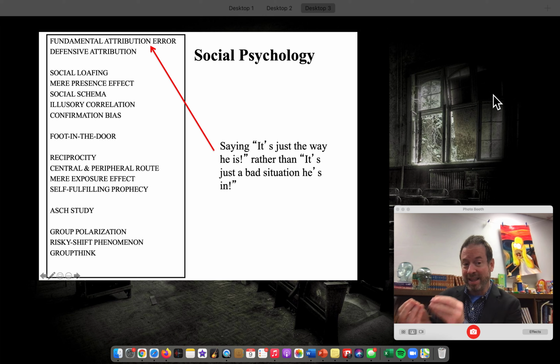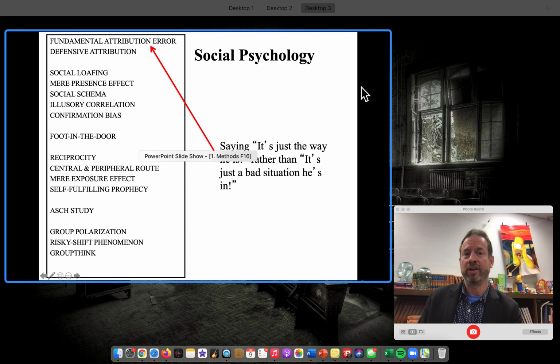So you're saying it's because of them that they lost the game or their business failed, without considering the power of the external or situational forces that might have caused them to lose their business or lose the game or whatever. So we tend to do that. We tend to say it's them, internal, without considering the situational forces that might have contributed to their failure.